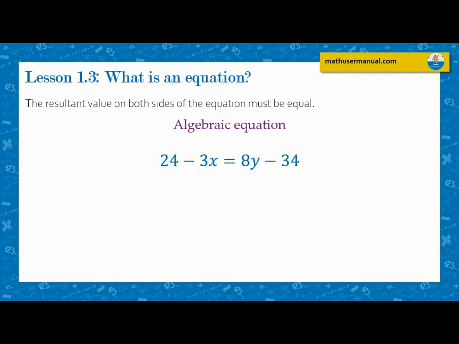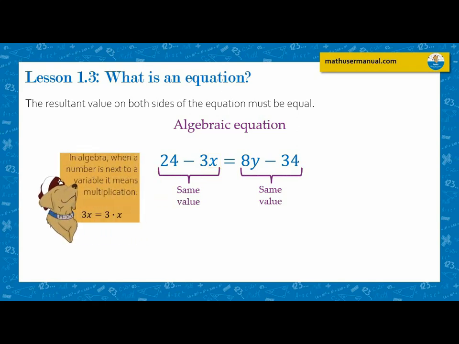We have another equation here, 24 minus 3x equals 8y minus 34. Remember, both sides of this equation must be equal. That's what the equal sign is telling us. They have to be balanced. We have to have the same on the left and the same on the right. Let's start replacing the x for a number. Let's use any number, but one more time, it's very important we remember this every single time in algebra. 3x is the same as 3 times x. A number next to a variable is a multiplication.